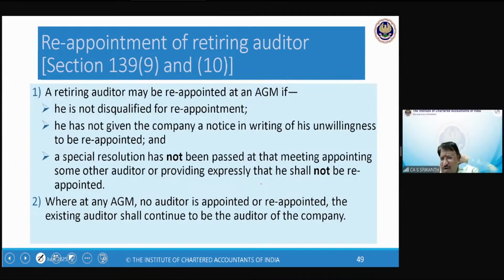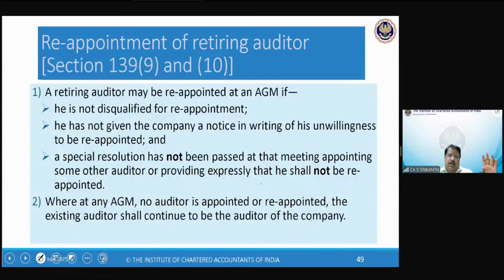Now, the retiring auditor. See, at the 5th AGM from now, the auditor will retire. He will hold office till the conclusion of the next AGM, the 5th AGM, rather the 6th AGM. At the 5th AGM from now on, he will have to retire, unless you reappoint him. But if it's a rotational case, then you can't go beyond 5, whatever it is. You have to appoint somebody else.